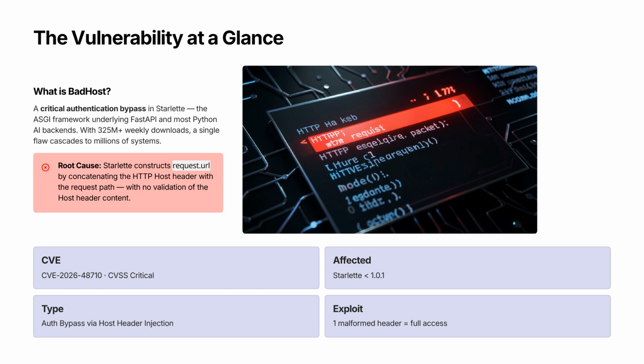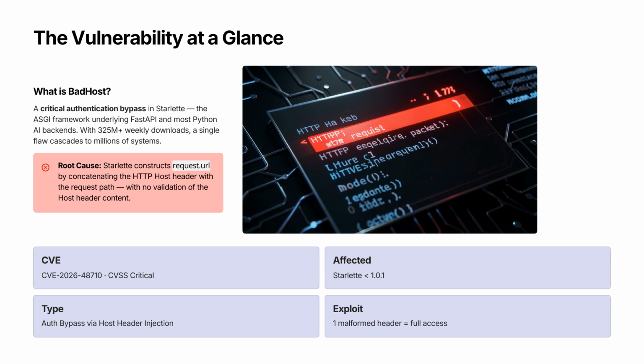BadHost is a critical authentication bypass in Starlette, the ASGI framework that powers FastAPI and a large share of Python-based AI backends. Because Starlette is so widely used, a flaw here can impact millions of deployed systems. At the core of the issue is how Starlette builds request.url. It concatenates the HTTP host header with the request path, but it does not validate the host header content first. That means an attacker can supply a malformed host value and influence how the application interprets the request.